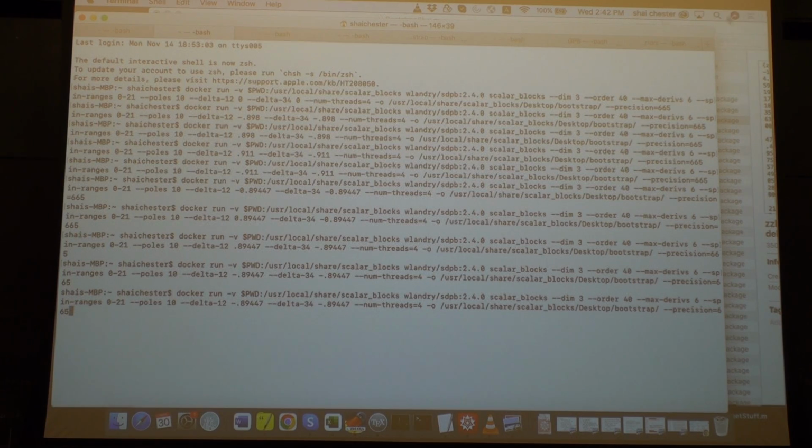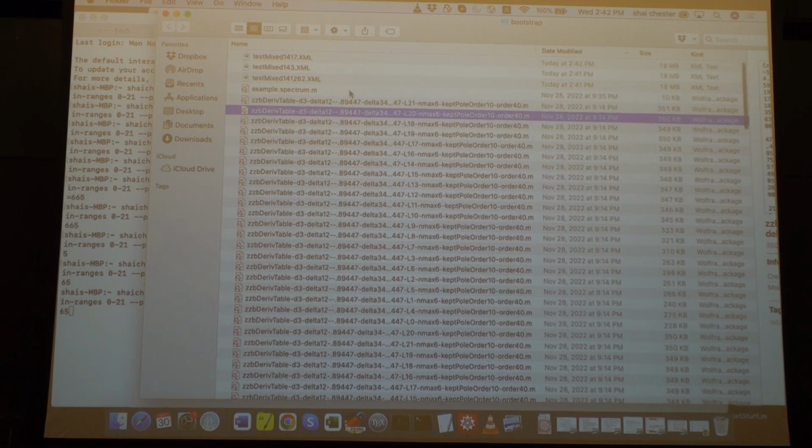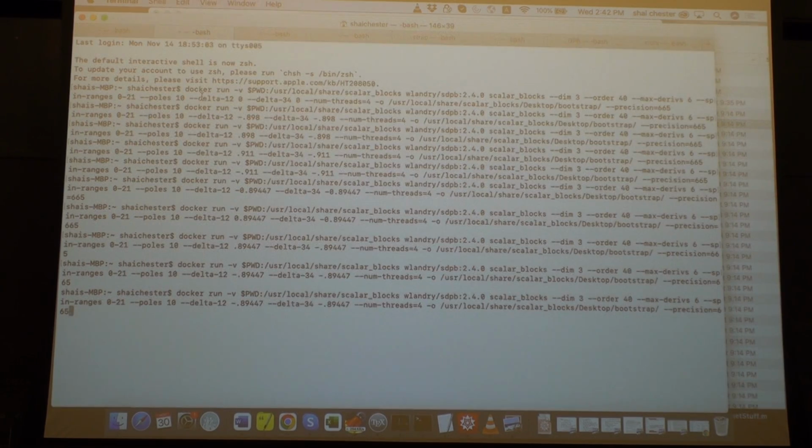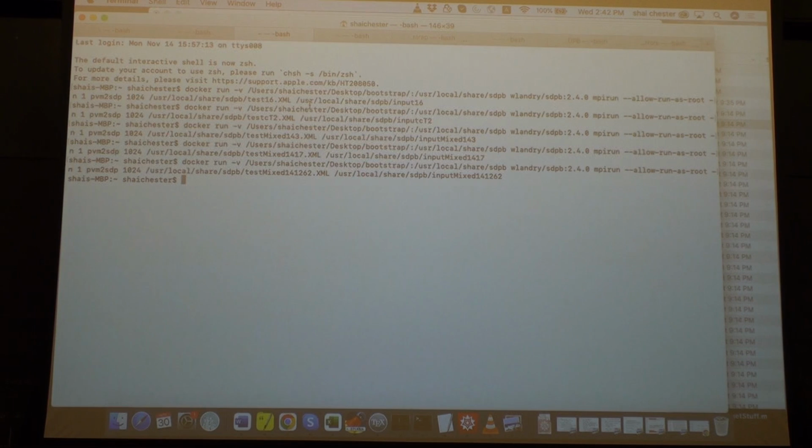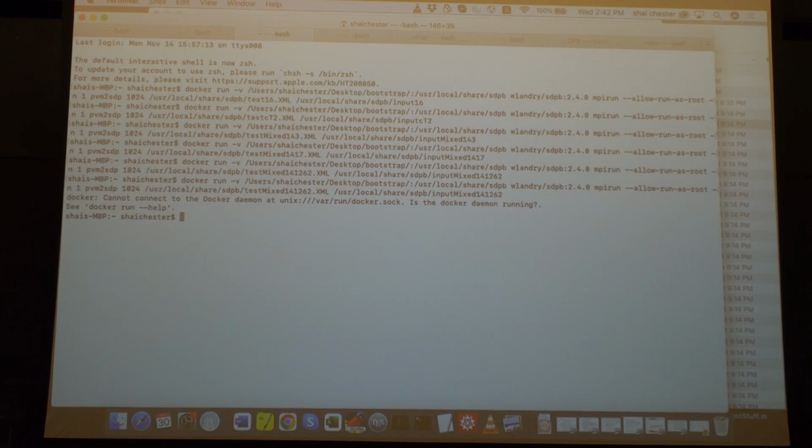Anyways, what we've done is we've computed these inputs, which are these XML files here. Just as in the single correlator case, the next step is to transform the XML files into files that SDPB can process. This is called pvm2sdp. This is the exact same thing as the single correlator case.